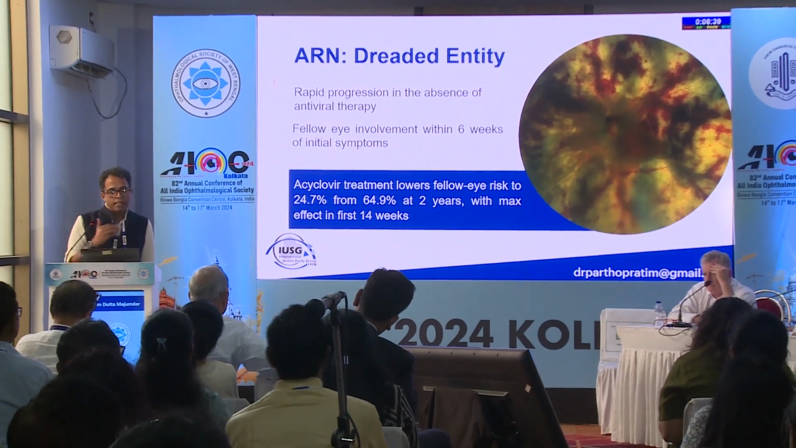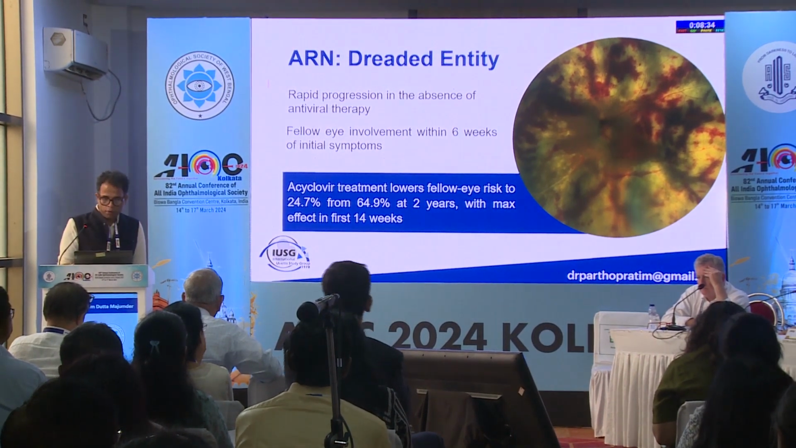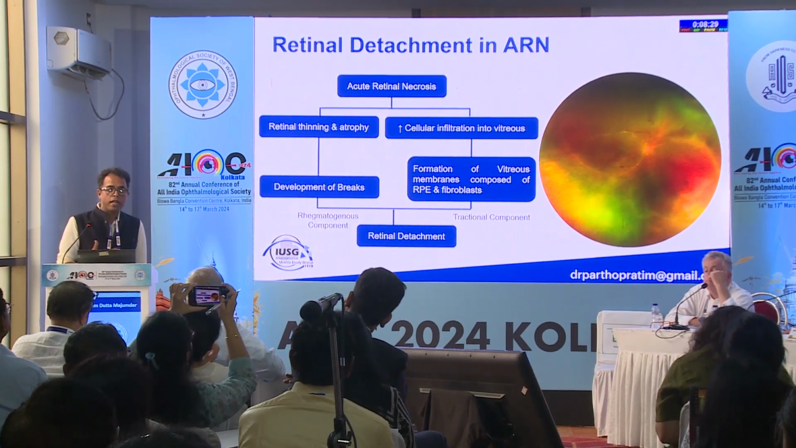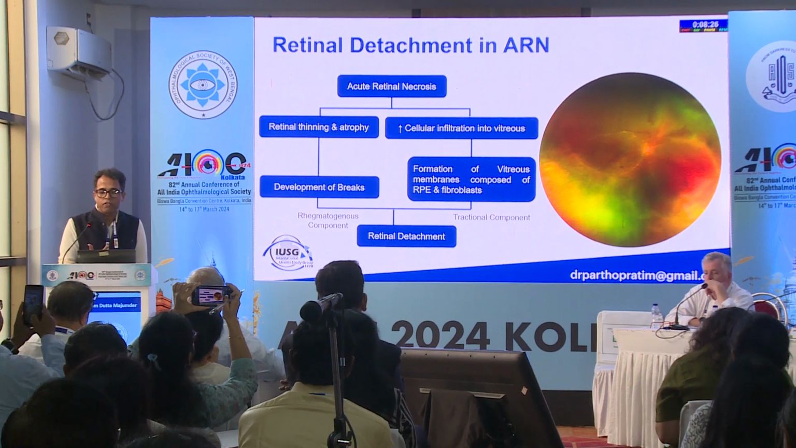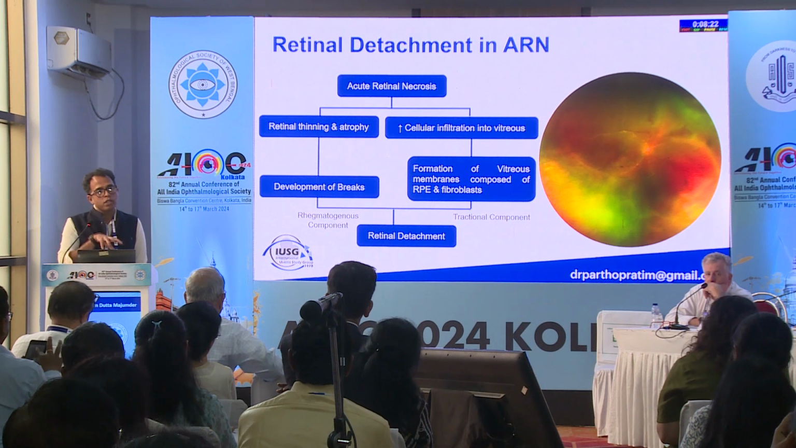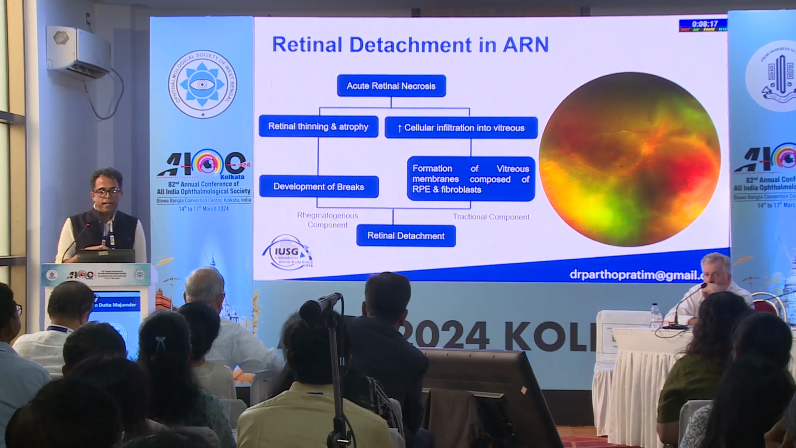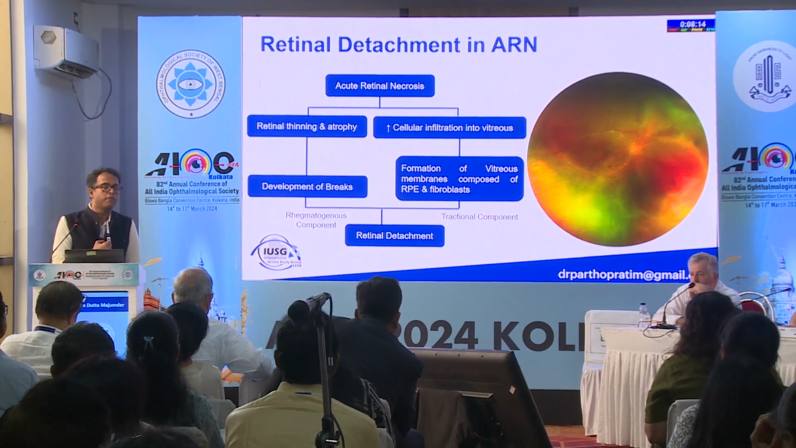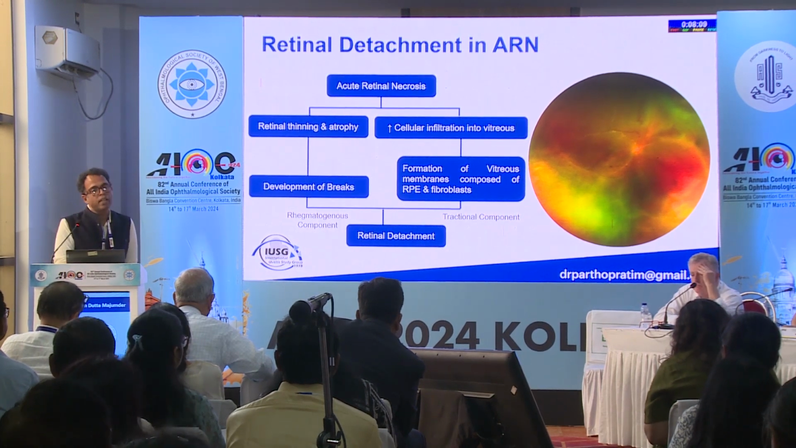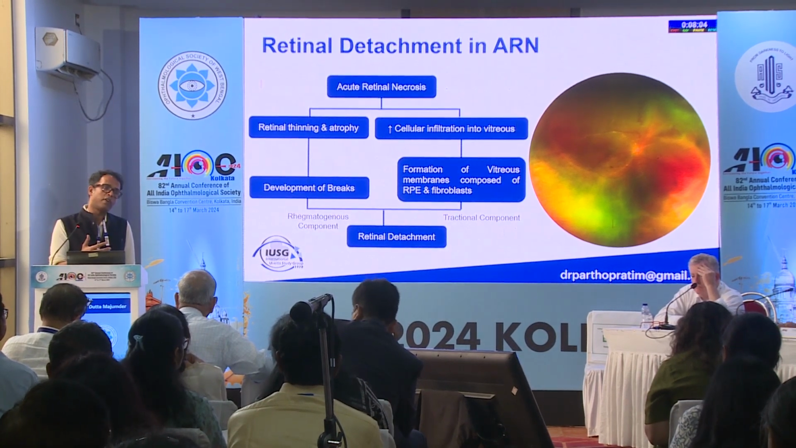It is said that acyclovir treatment reduces the other eye involvement from 64 to 24%. When the retinal necrosis continues, there will be progressive retinal thinning and atrophy, and as a result there may be development of breaks. Also, because there is a lot of cellular infiltration into the vitreous, there will be vitreous membranes, so these patients develop RD very frequently, with both tractional and rhegmatogenous components. So you have to be very careful when handling a patient with acute retinal necrosis.